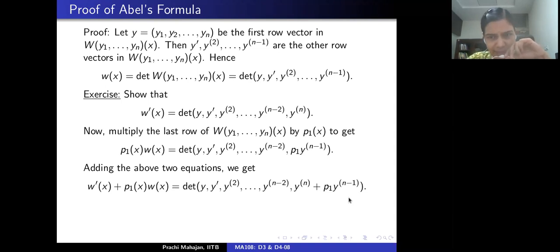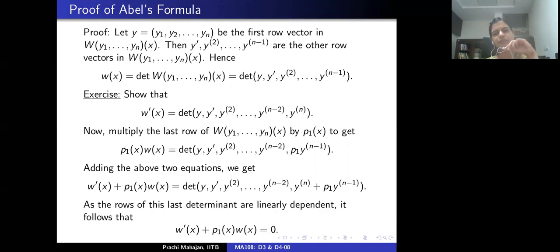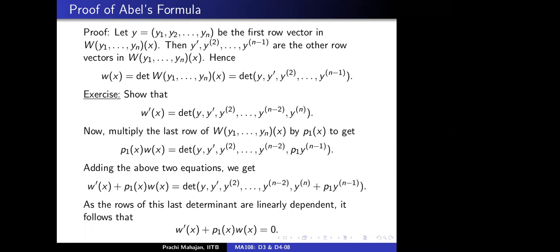Is that okay? Yes. All right. Now, what does this achieve for me? I say that the rows of this last determinant are linearly dependent, and that is why the right-hand side is zero, and that is why the left-hand side is also zero. Is that okay? Ma'am, would you repeat the last statement again?